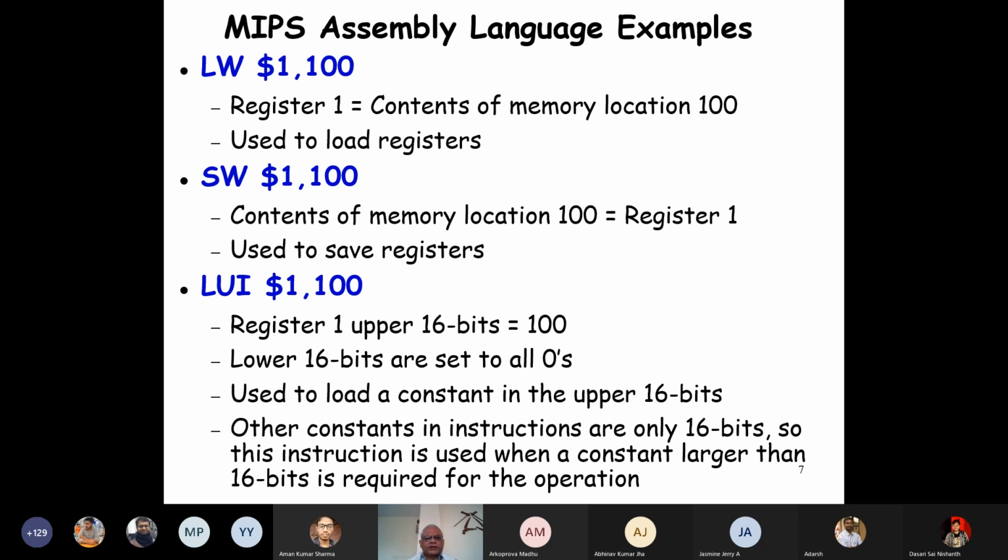Load upper immediate. Whatever number we give as the immediate is considered a 16-bit number. We cannot specify an immediate operand larger than that, because our instructions are all 32 bits and only 16 bits are given for this immediate operand. We cannot give more than that. And the word is 32-bit.